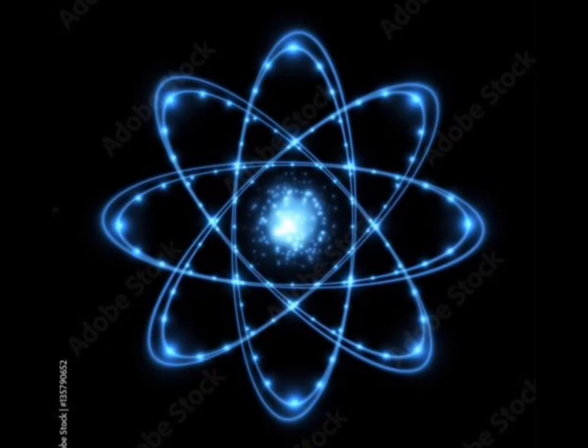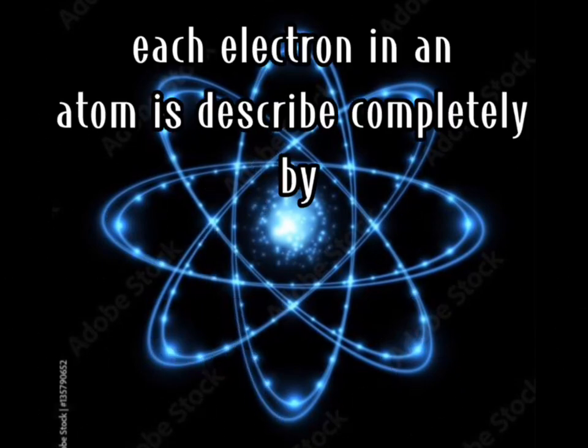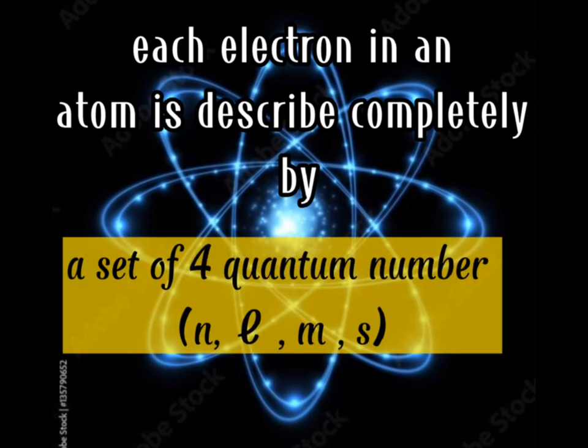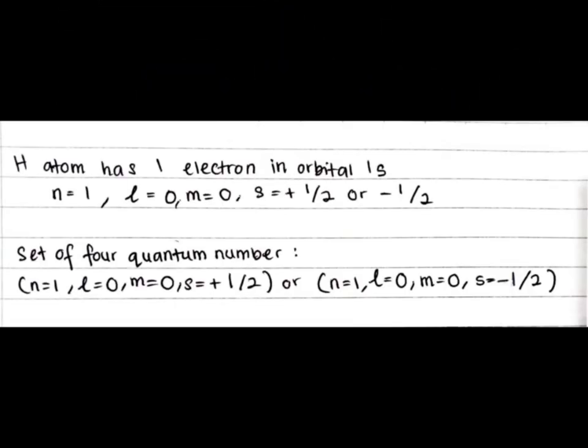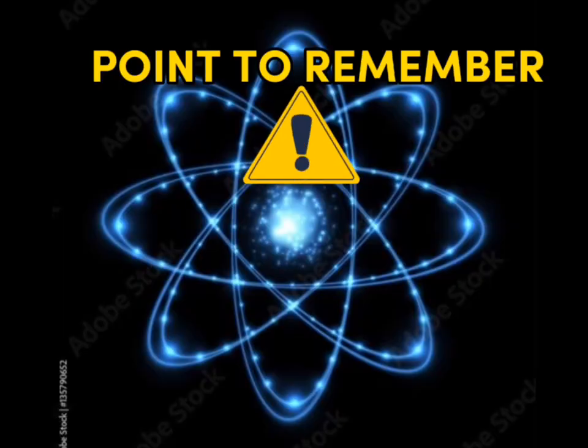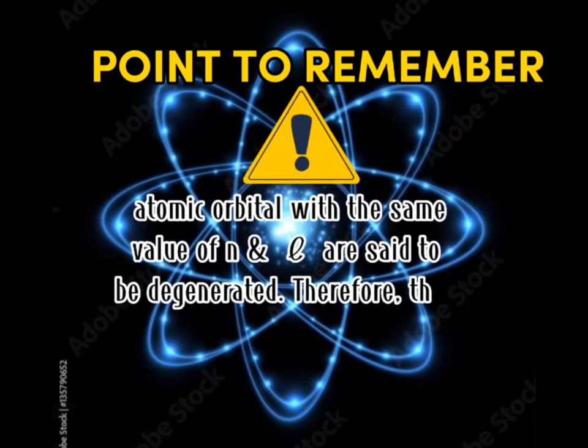Do you guys know how to write a quantum number set? Each electron in an atom is described completely by a set of 4 quantum numbers, which are n, l, m, and s. n, l, and m describe its orbital, while s describes its spin. We give you an example. A hydrogen atom has 1 electron in orbital 1s. So its quantum number set is n equal to 1, l equal to 0, m equal to 0, and s equal to +½ or -½.